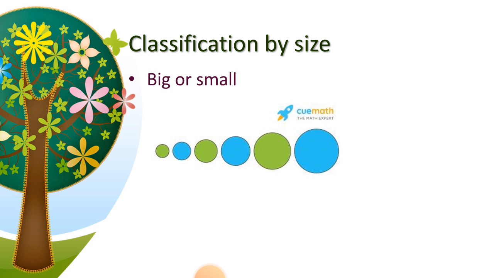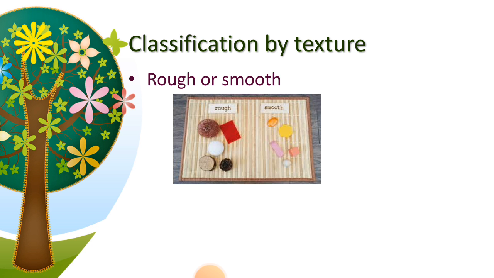Now we'll see some ways to classify. First is classification by size. Some things are big, while some are small. Look at the first blue ball is the biggest, while the last green ball is the smallest. You can see there's a gradual reduction in size, right? Next is classification by texture. It is either rough or smooth. Some surfaces are rough while others are smooth.